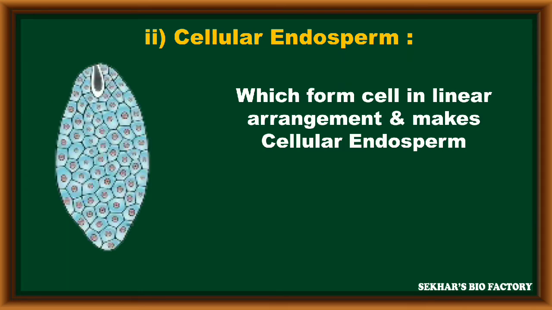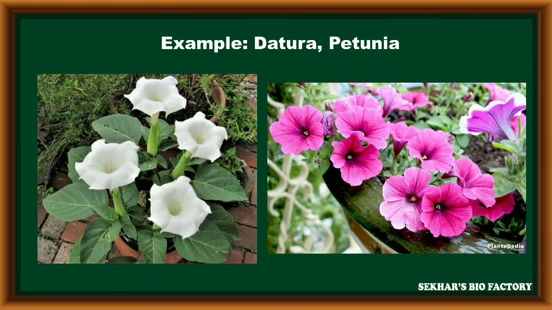Finally, many cells are formed inside the central cell, which makes it cellular endosperm. Such type of development is called cellular endosperm type. For example, Datura and Petunia plants have this cellular type of endosperm development.